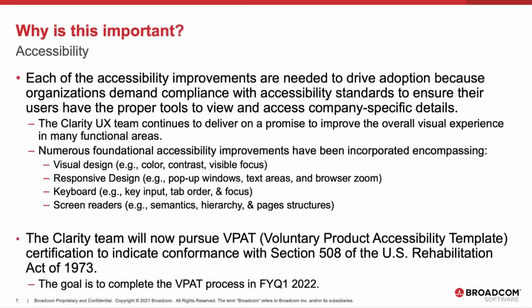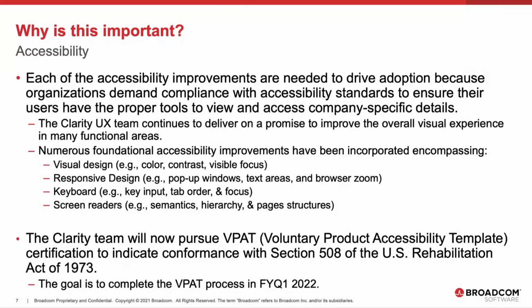So why is this important? Each of these accessibility improvements are needed to drive adoption. Organizations really require that software vendors comply with accessibility standards to ensure all of their users have access to Clarity to perform their day-to-day tasks. Each accessibility improvement considers these four pillars, as I mentioned before: color contrast, responsive design, keyboard control, and of course, screen readers.